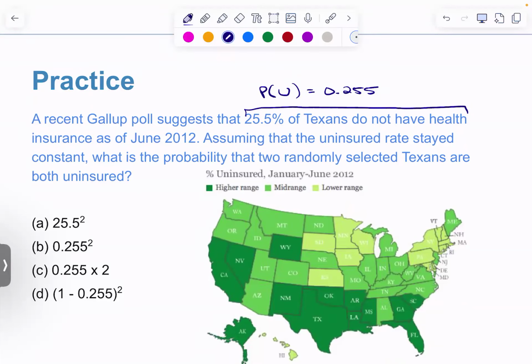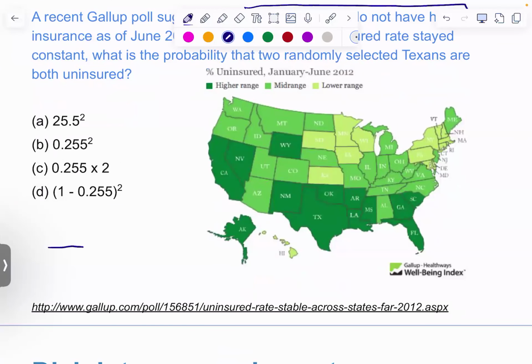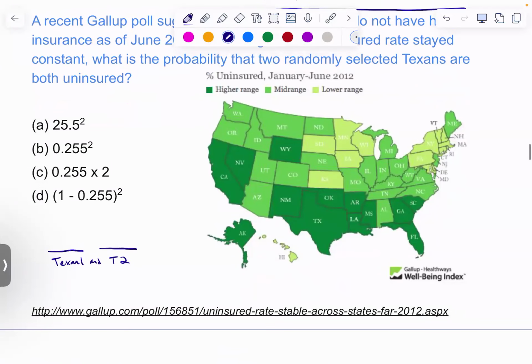What's the probability that two randomly sampled Texans are both uninsured? Now I have Texan 1 and Texan 2, each with the probability of 0.255, which is going to be 0.255 to the power of 2. Whatever that is.